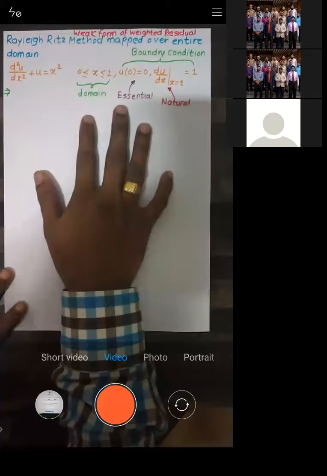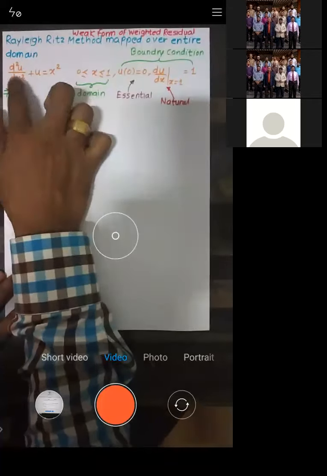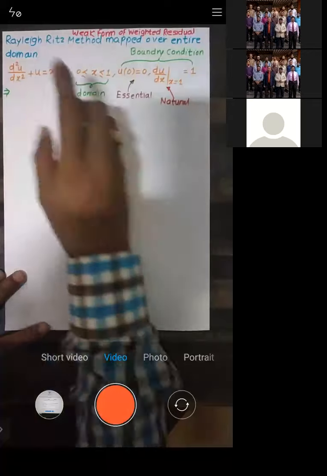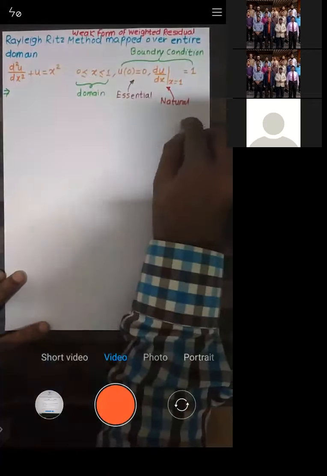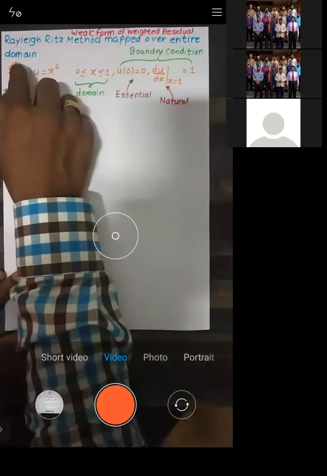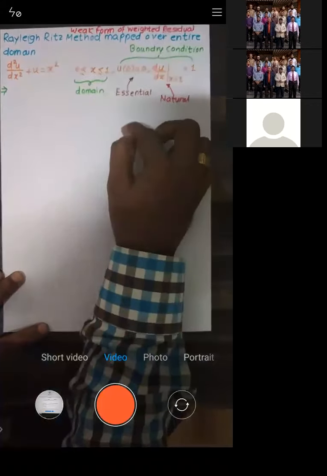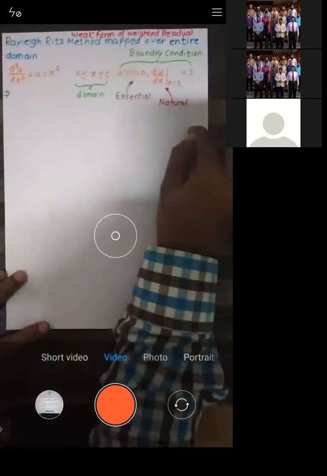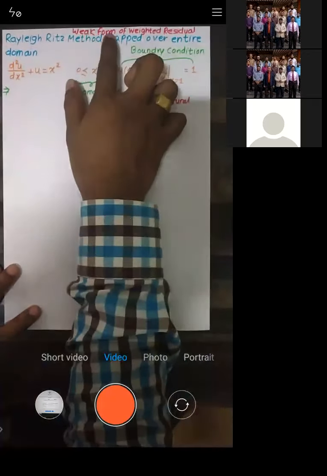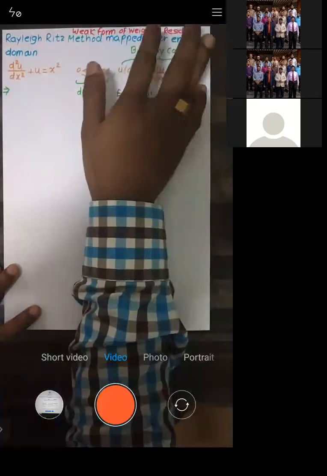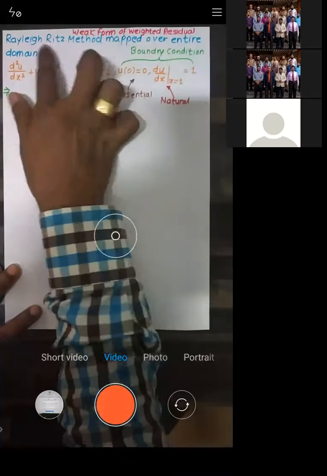So what advantage will we get by doing this? If you write down the approximate solution for this particular equation, it becomes C0 plus C1x plus C2x square plus C3x cube. The order of the equation is 2, so you need to take one order greater than the order of the differential equation, that is C0 plus C1x plus C2x square plus C3x cube. This will happen if you solve it by non-weak methods. But now we need to solve it by weak methods.